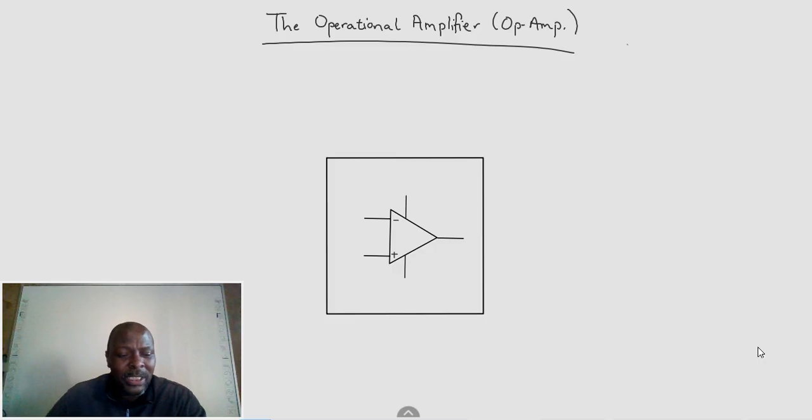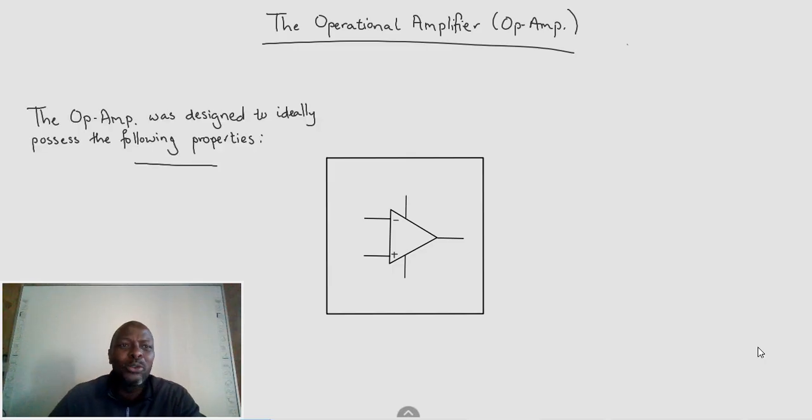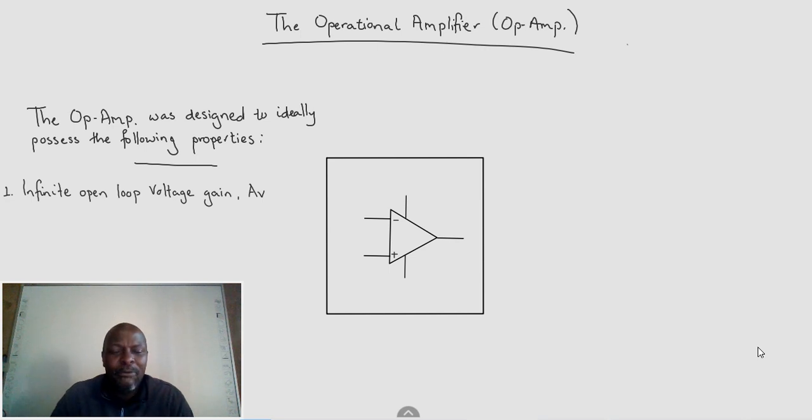And what do we say? This is actually a design. They didn't just fall like manna from heaven. So what did we design them to do? The op amp was ideally designed to possess a few properties, and those properties will be infinite open loop voltage gain, meaning that we want as much gain from this as possible. Why open loop? Because if it's closed loop, then we determine the level of amplification. But in open loop format, the amplifier is designed to have infinite voltage gain.